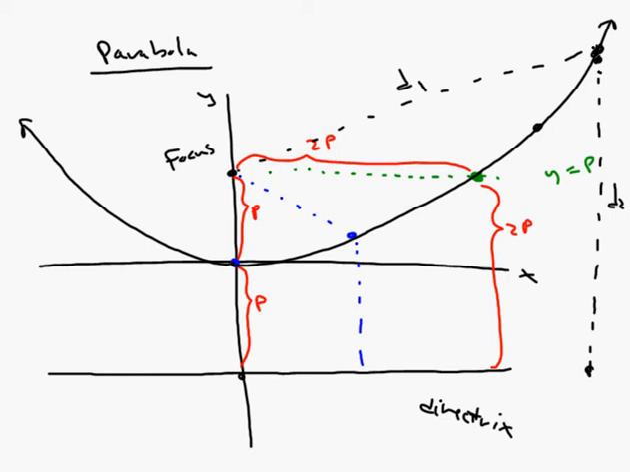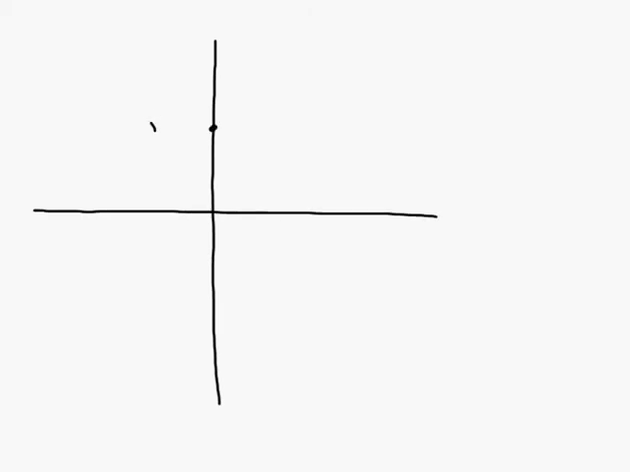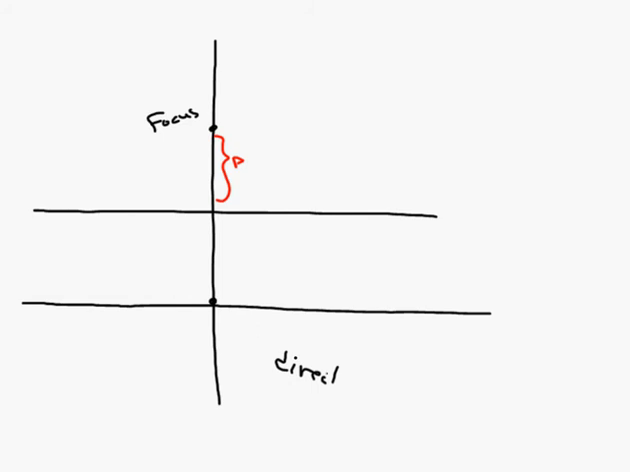So next, let's see if we can build the equation for a parabola using this definition. All right, so we're going to draw an xy axis here. We're going to label our focus. And we're going to, again, insist that this distance be some number p. I'm going to go down here. I'm going to draw the directrix. And that's going to be also at a distance p from the origin.